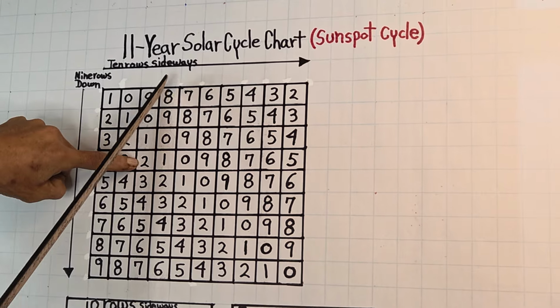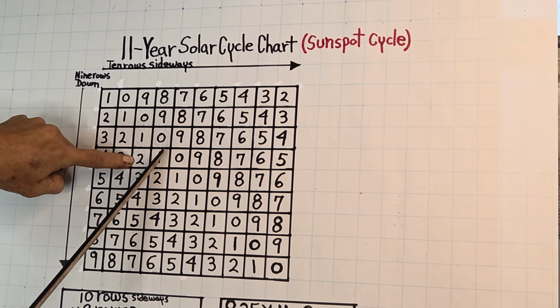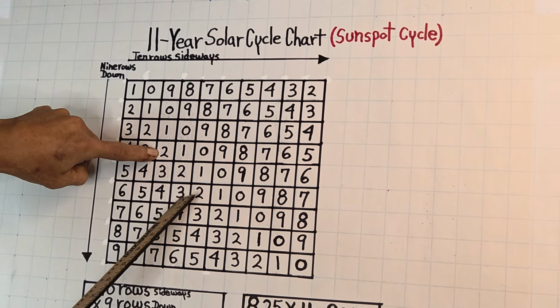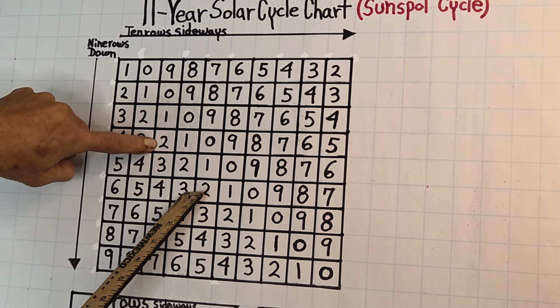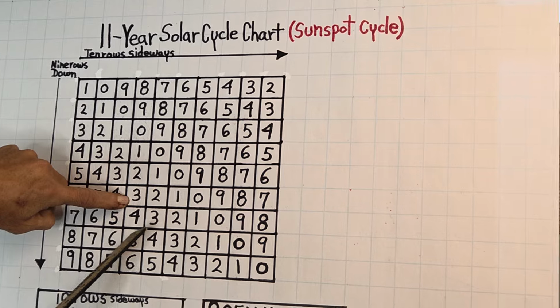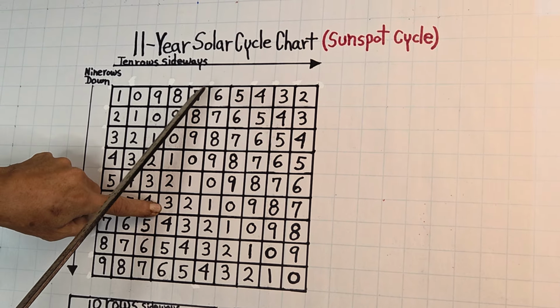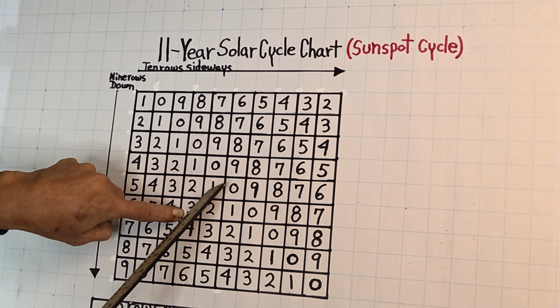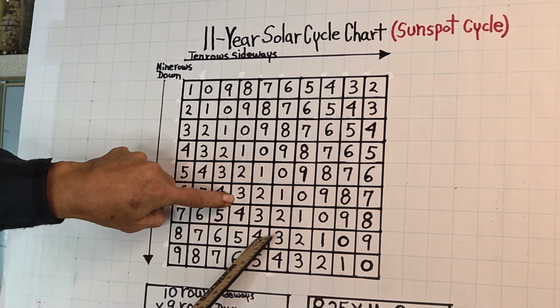4, 5, 6, 7, 8, 9, 10, 11. Then it's a 3. Numerical order. So it's the third solar cycle. 1, 2, 3, 4, 5, 6, 7, 8, 9, 10, 11.